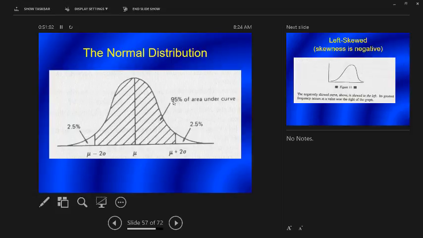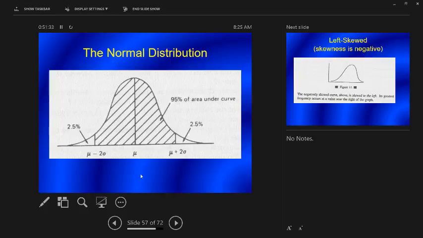right? Like here's an example. Here's our normal distribution, and the mean is right in the middle. Everything's nice and symmetrical. It's a mirror image on this side of the mean and that side of the mean. And here's our 2 standard deviation units below the mean, 2 standard deviation units above the mean. So if I know 95% fall within 2 standard deviation units of the mean, that means that 2.5% of the observations fall above 2 standard deviation units from the mean, and 2.5% fall below 2 standard deviation units from the mean.